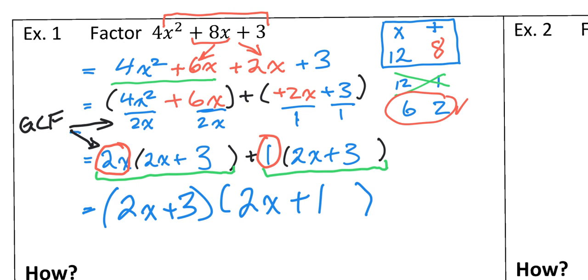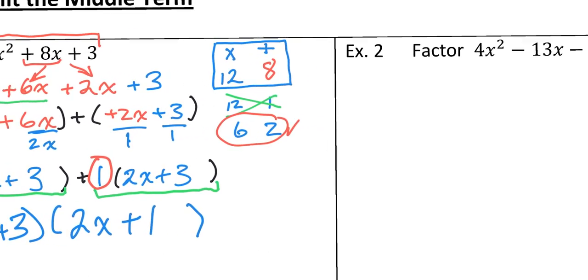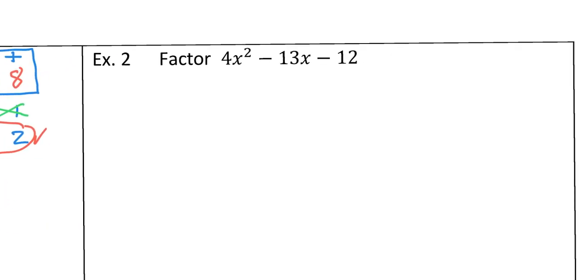Now, let us move on to this problem. Let's try it one more time. So now, for this problem, we're going to look at this equation here. We've got 4x squared minus 13x minus 12.